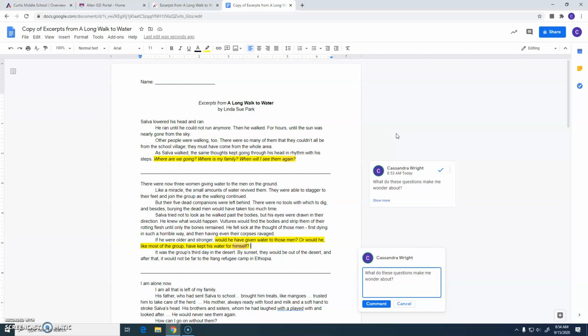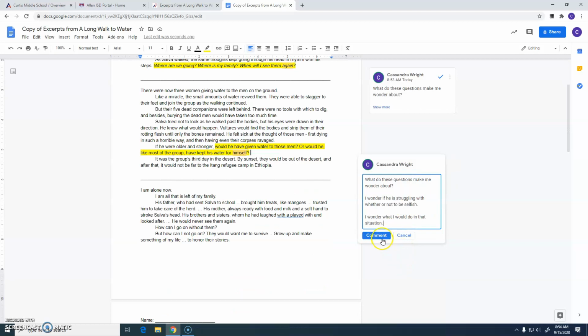And so I want you to think about, what does it make you wonder about? What does it make you wonder about the character? What does it make you wonder about yourself? So you might start off by saying, I wonder if he is struggling with whether or not to be selfish. You might even say, I wonder what I would do in that situation. Things like that. And we talked about this yesterday, but this question is very personal. So it's not what it makes me wonder about, it's what it makes you wonder about. And so if you have something else to add, please add it as I'm talking.